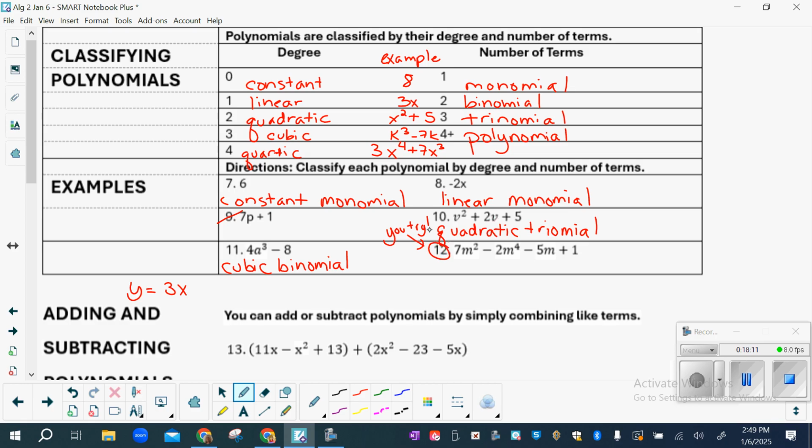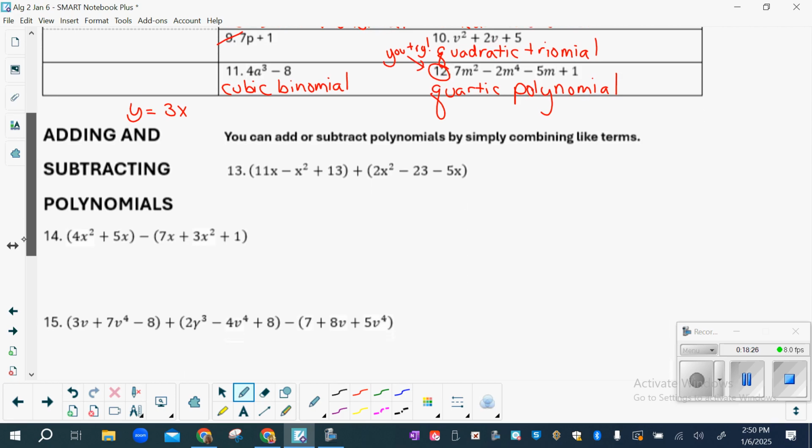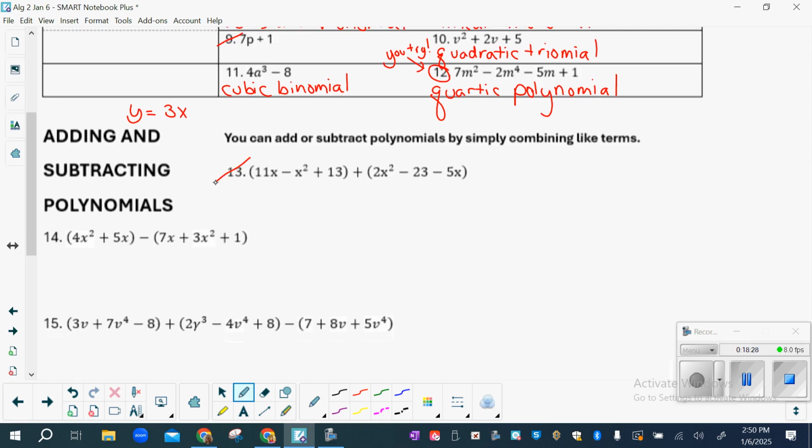Okay, so for number 12. You should get quartic polynomial. Questions on that? What is a quartic? It's a degree of 4. It's called a quartic. So look under the degree. That's a degree of 4. So what's your highest exponent there? 4. Yeah. So that's your degree.